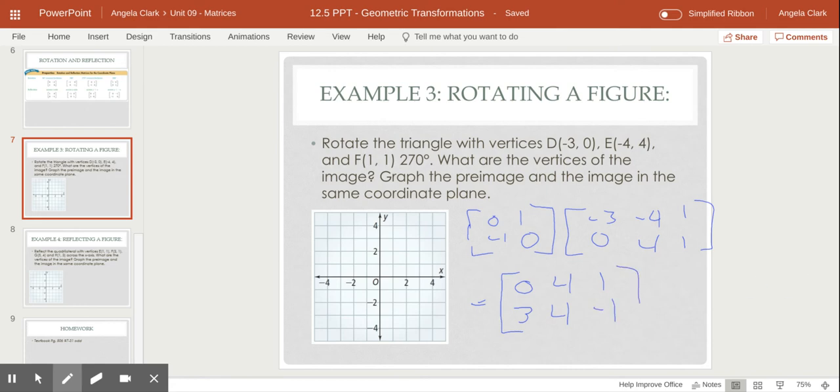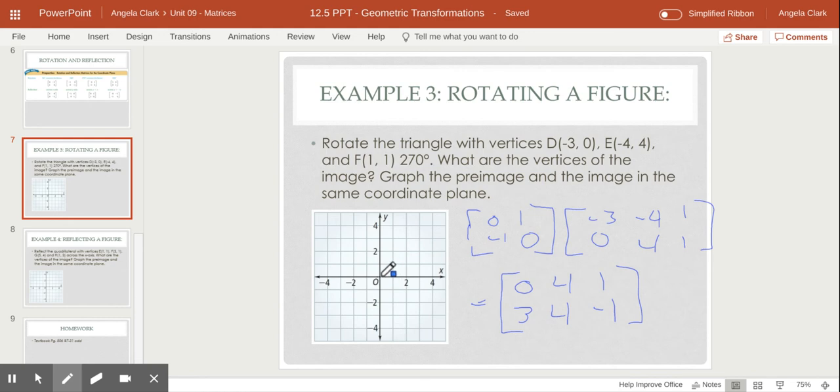So again, we've essentially taken the y's, moved them to the x location, taken the x's, changed all the signs, and moved them to the y location. Again, you don't need to memorize that that's what it does, but it's good to have an idea of what is going on with these. So let's go ahead and graph the pre-image.